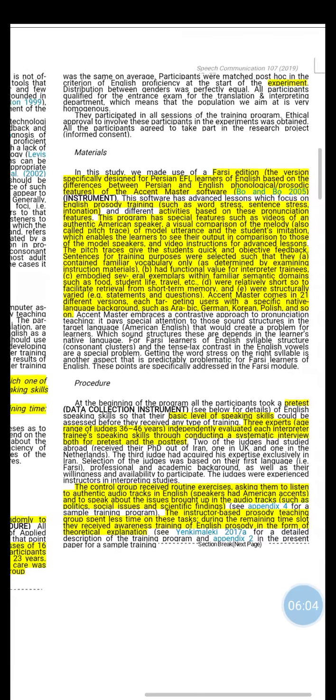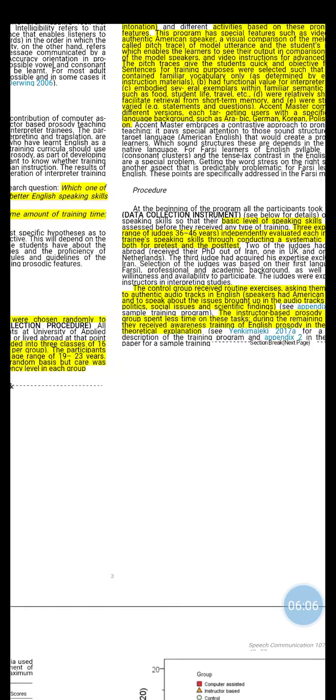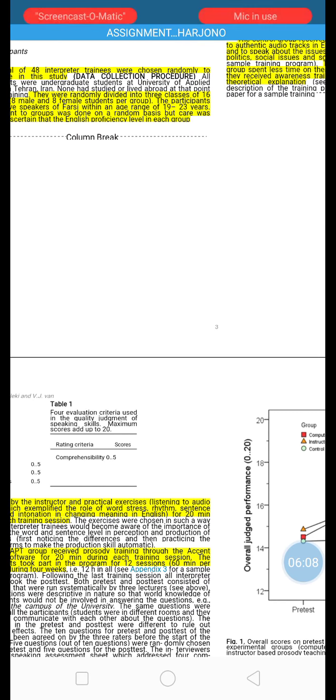The control group received written exercises asking them to listen to authentic audio tracks in English. Speakers had an American accent and spoke about particular issues, for example, political, social issues, and scientific findings. The IBPT group spent less time on this task. During the remaining time slot, they received awareness training of English prosody in the form of theoretical explanation. Okay.